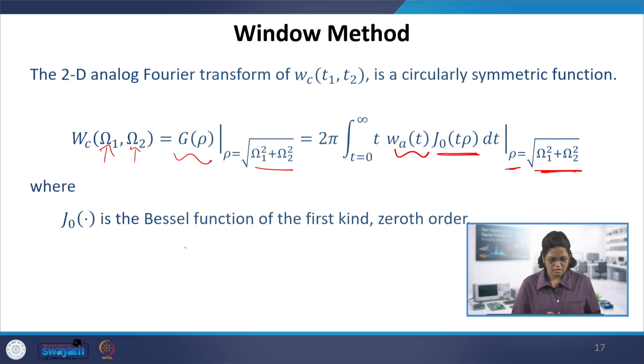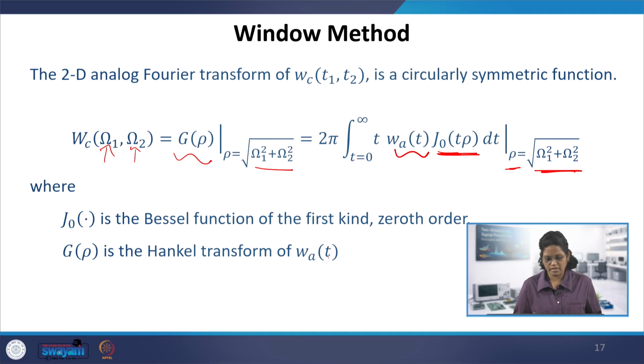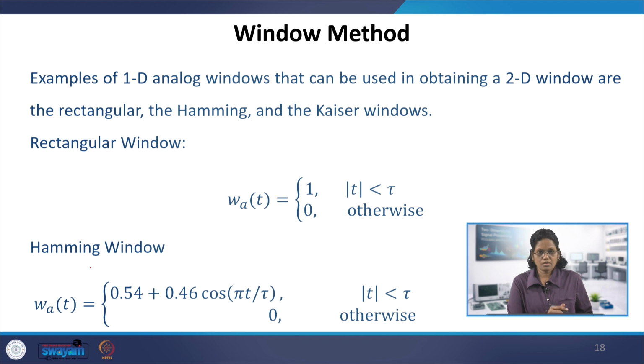So where J0, as we know, is the Bessel function of the first kind and zeroth order in this case. And G of rho is actually the Hankel transform of W_A of t. In the design, we'll see the details of this Hankel transform, of how we get W_A of t. Okay. And this is the procedure. We just get to know the procedure, and then we'll move on to the design.